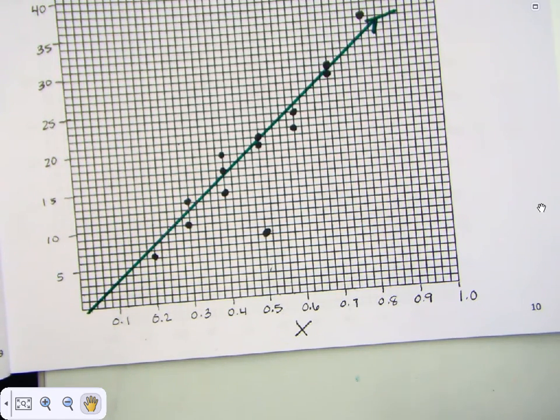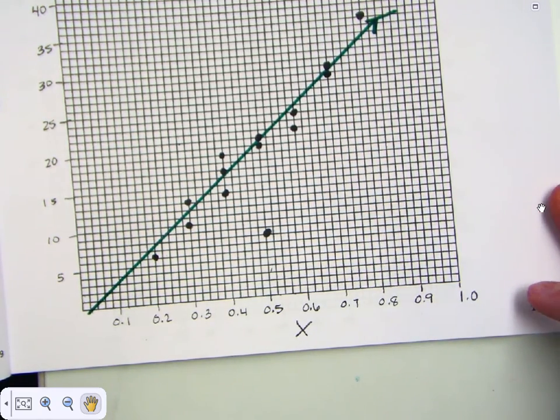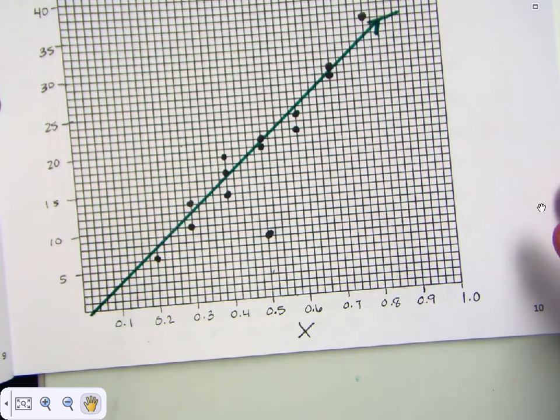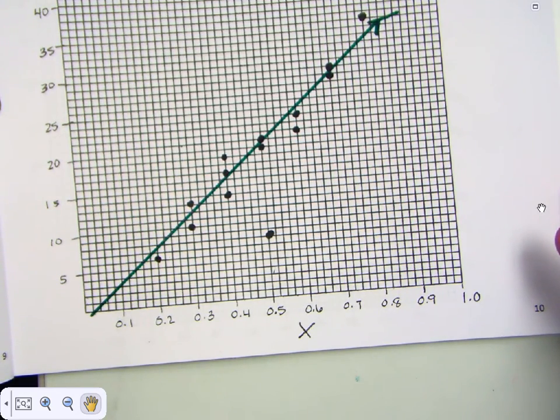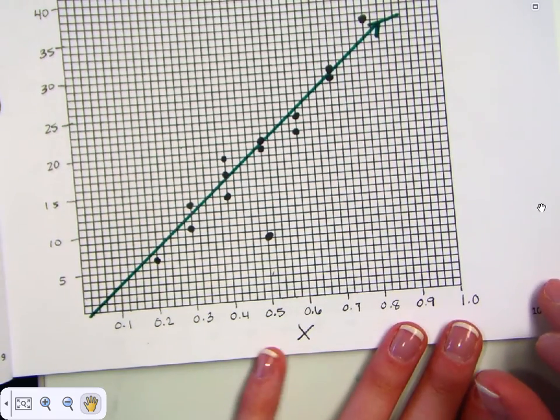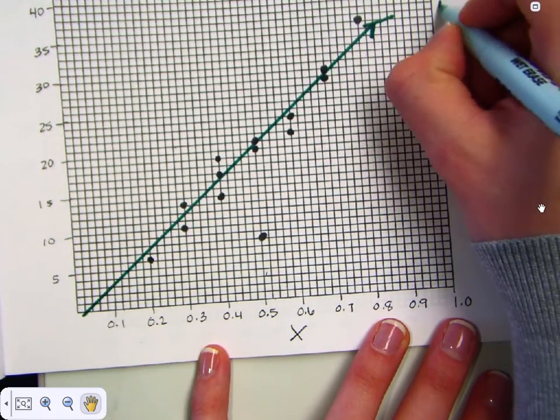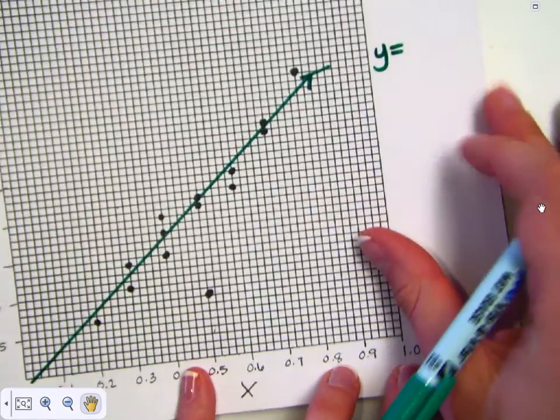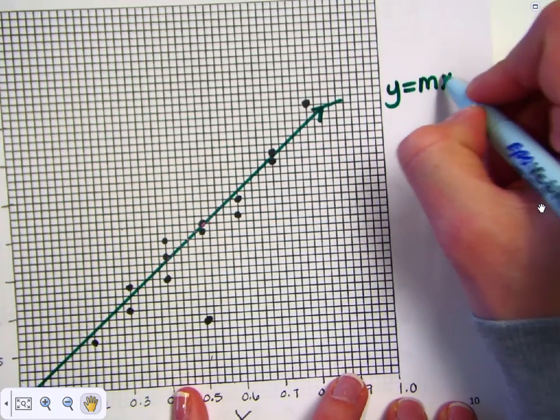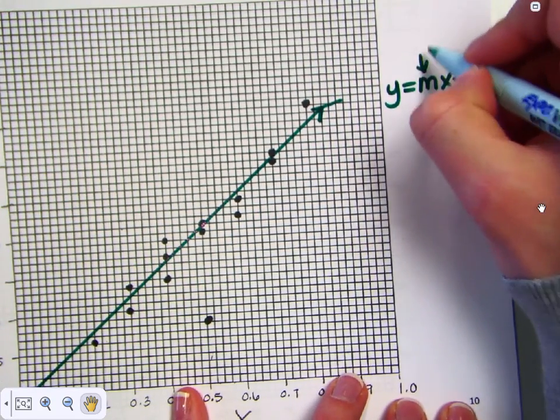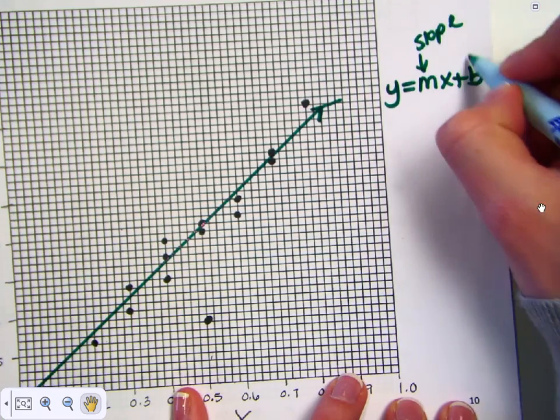Now, your equation of the line of best fit. The hardest part is not drawing it, it's actually finding the equation of the line of best fit. We're going to do this just like we used to in our linear equations unit. Remember our equation of a line, y equals mx plus b, where m is the slope and b is the y-intercept.